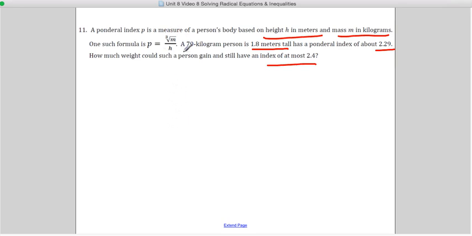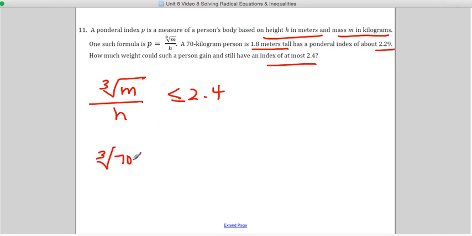So we want our ponderal index to be less than or equal to 2.4. So let's just write that down. This is what we're trying to figure out. We want this to be at most, so less than or equal to 2.4. Let's plug in what we know. The m is our mass in kilograms, but they're saying how much weight could they gain. So currently, they weigh 70 kilograms, but they're going to gain a little more. So let's call it x, 70 plus x, all over their h, which is their height, 1.8 meters. Let's make sure height's in meters. Yes, it is. So I have the cubed root of 70 plus x over 1.8 is less than or equal to 2.4.